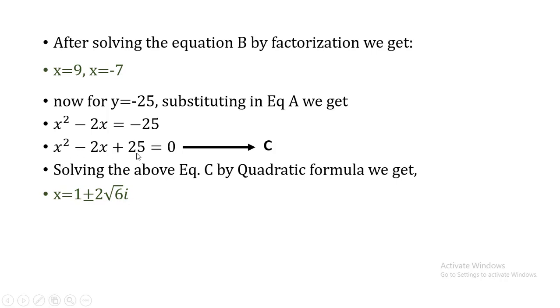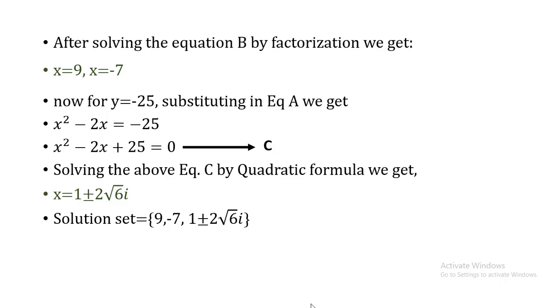After using the quadratic formula, this is my result: 1 plus minus 2 root 6 iota. And when I solve the equation with 63 as y, I get these two answers, x equals 9 and x equals minus 7. So the solution set is 9, minus 7, and 1 plus minus 2 root 6 iota, and that is how this type of equation is solved.